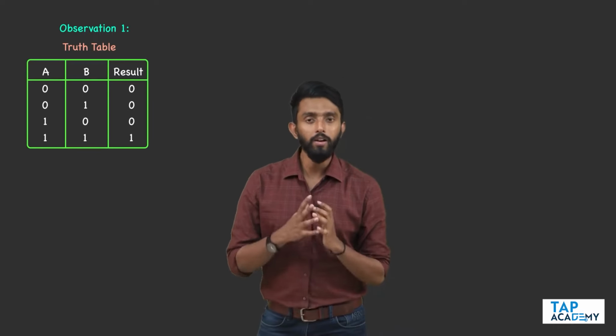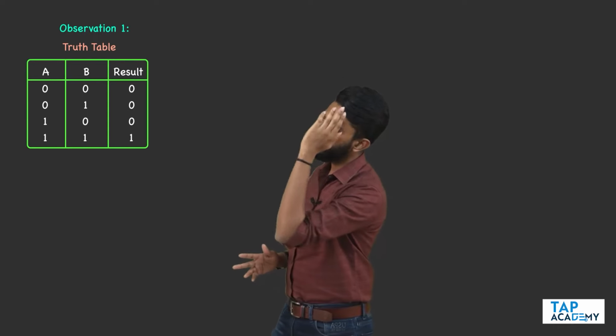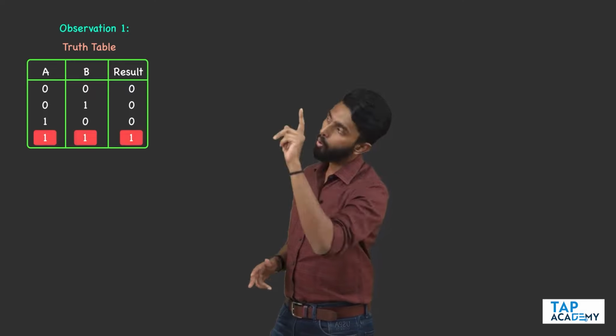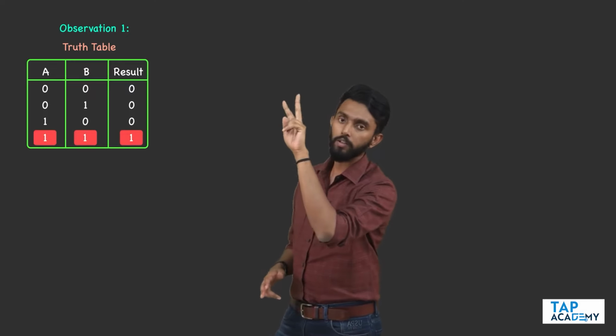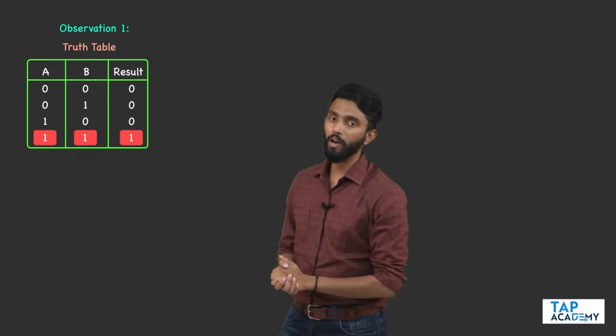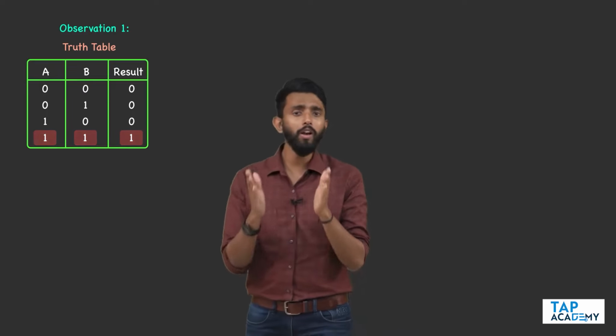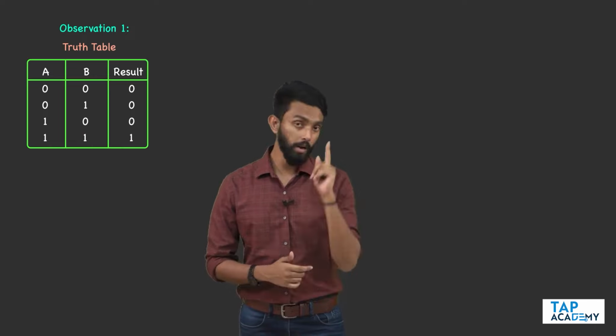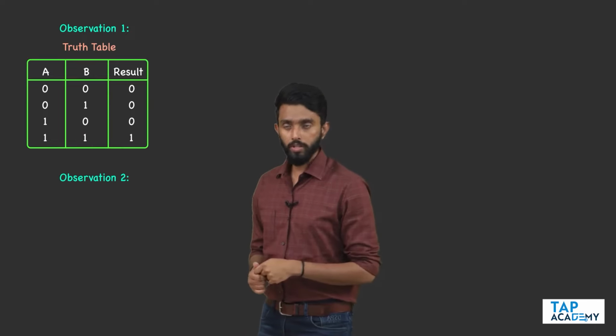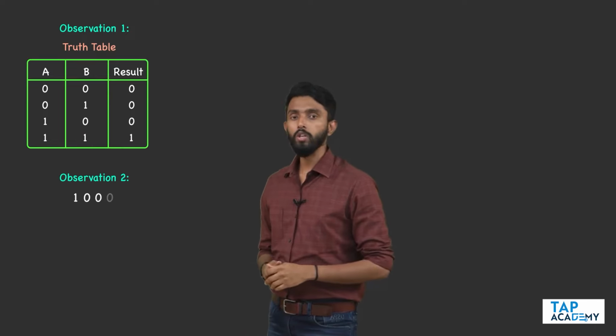Observation number 1 lies in the truth table of AND. Clearly one can notice that the result will be 1 only if both the operands or both the bits are 1. Only if both bits are 1, AND is going to be 1. In all other cases it will be 0. Observation number 2 is, let us assume I have 1, 0, 0, 0 like this.